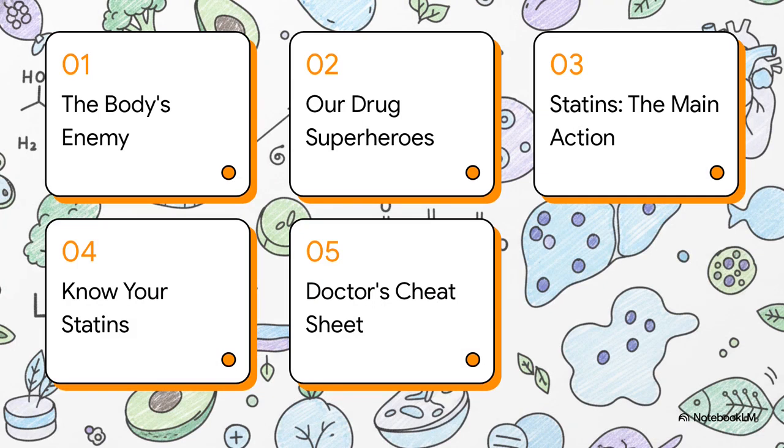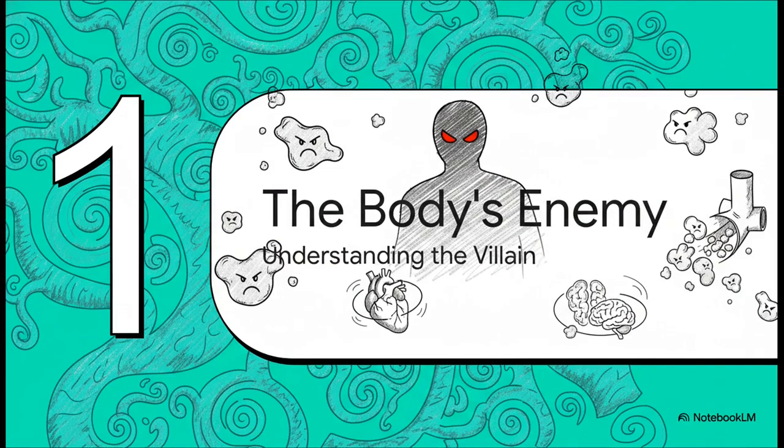Okay, so what's the plan for today? Simple. First, we'll get to know the enemy, cholesterol. Then we'll introduce our drug superheroes. We'll spend a good amount of time on the main hero, the statins, how they work. After that, we'll see that not all statins are the same. And finally, a nice little cheat sheet for you to use in the clinic. Chalo, let's start. All right, let's get into it.